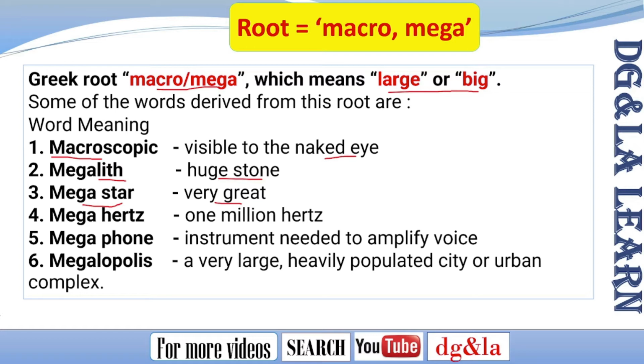The next one is megahertz. In the International System of Units, the derived unit of frequency, we call it as hertz. We denote it as Hz as a symbol of hertz. So megahertz gives 1 million hertz. So that is megahertz. The next one is megaphone.